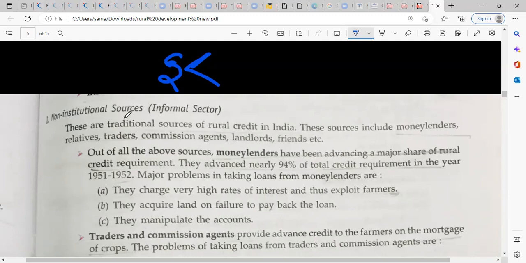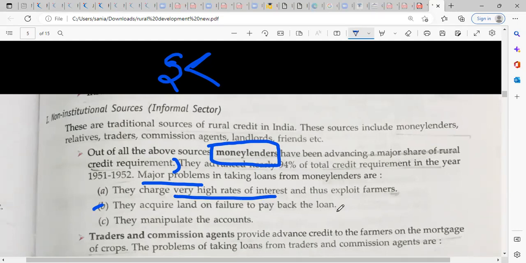Non-institutional sources, first of all, are money lenders. What you will write: money lenders have been advancing a major share in rural credit requirement. But there are some problems. Write major problem in taking loans. Then write very high interest rate. Second, write they acquire land on failure of payback of loan.